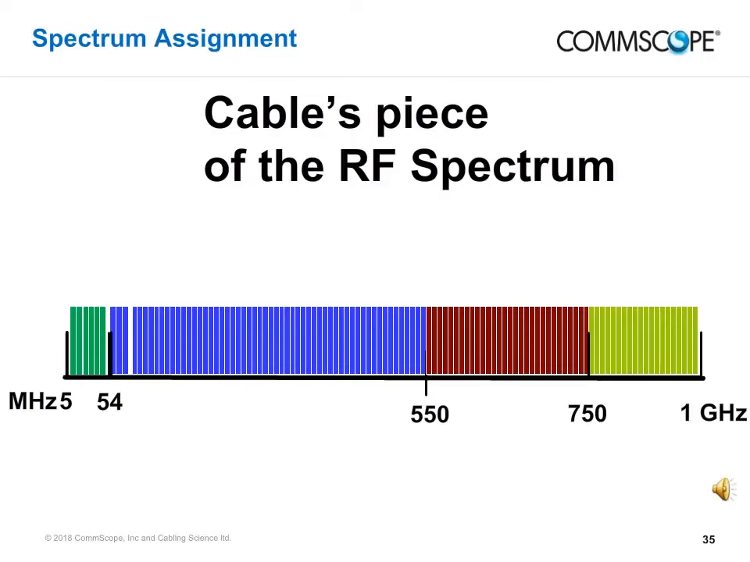Bandwidth is the term used to describe a set of frequencies that fall within a contiguous range. The bandwidth of a cable system is the total range of frequencies that the cable system is capable of transporting. It determines the number of video channels and services that can be offered.